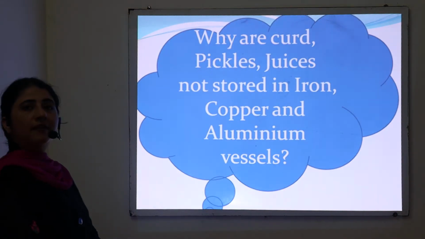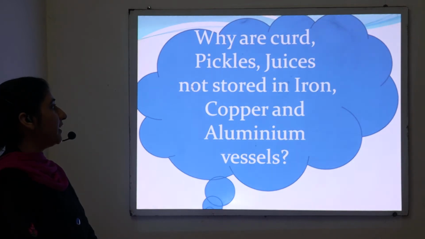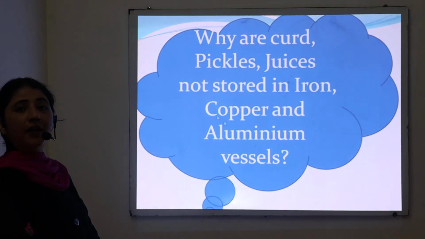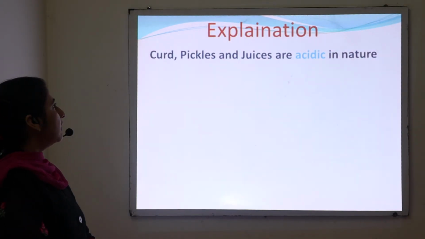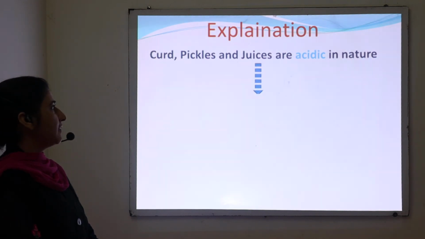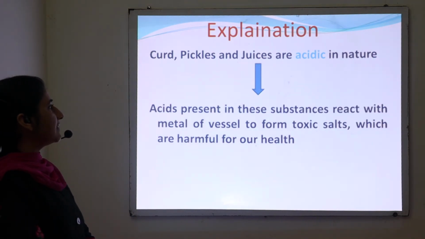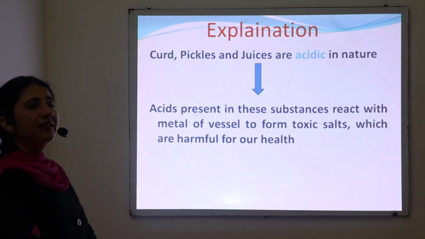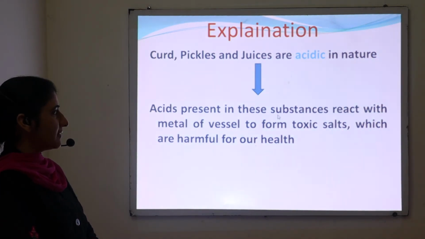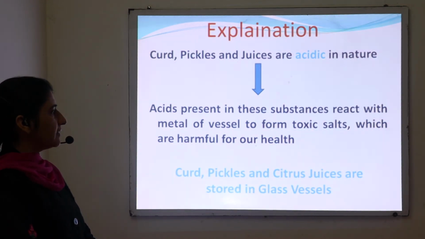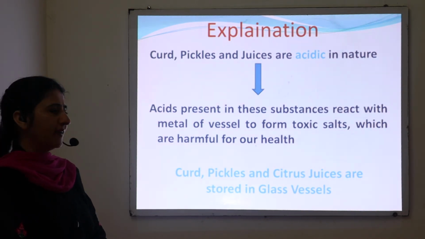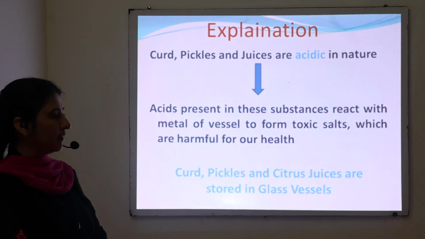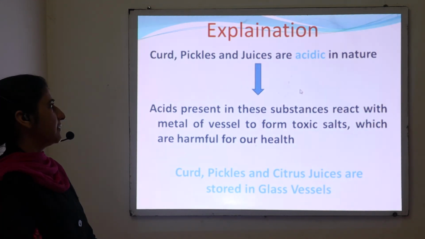So why are curd, pickles, and juices not stored in iron, copper, or aluminium vessels? This is because, as we know, curd, pickle, and juices are acidic in nature. The acid present in these substances reacts with the metal vessel to form toxic salts, which are harmful for health. That is why curd, pickle, and citrus juices are not stored in iron vessels, aluminium vessels, or metal vessels. Instead of metal vessels, we store them in glass vessels.